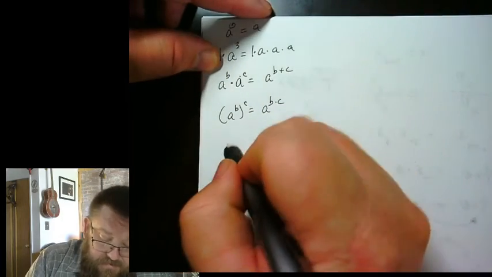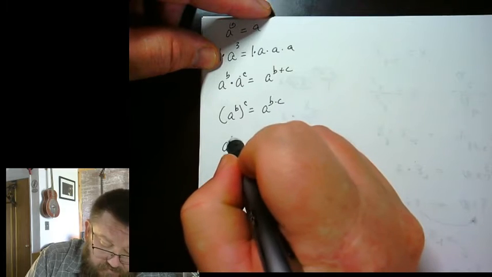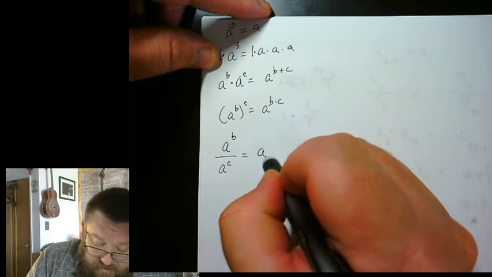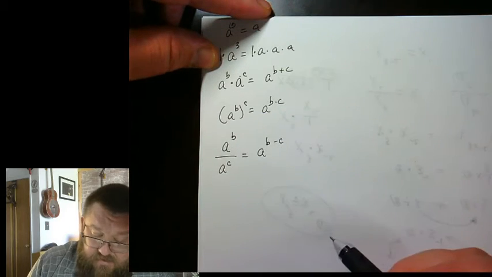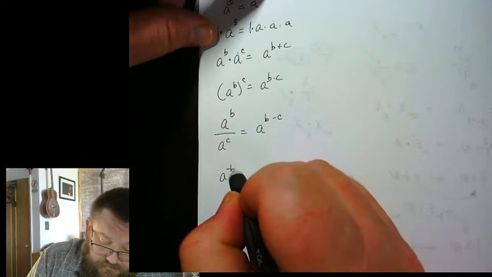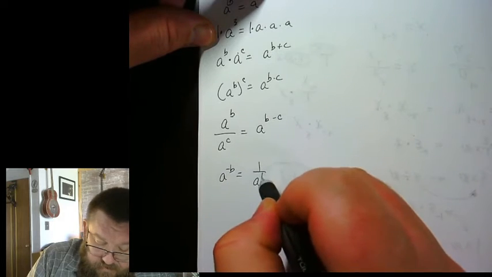Now, here's some more. Check this out. We've got a to the b divided by a to the c. Well, that's a to the power of b minus c. Oh, yeah. And then we also have this.